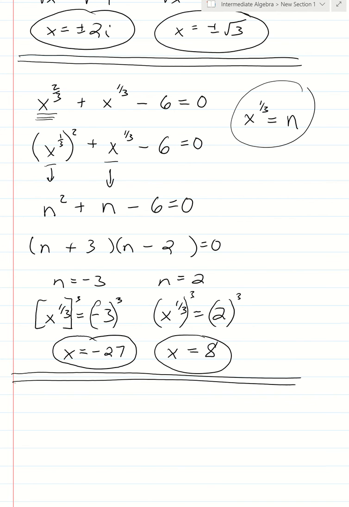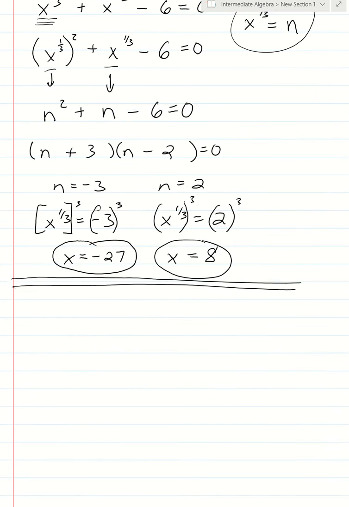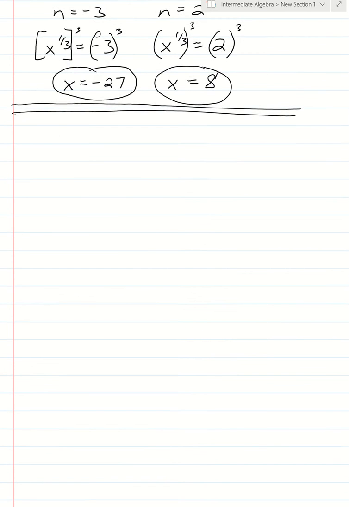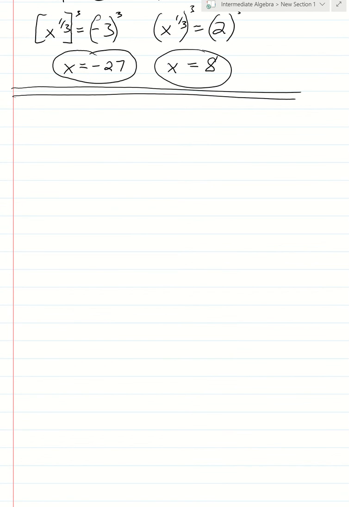A little bit different involving the fractional exponents, but not impossible. One more problem to show you. Let's say, for example, we had 2 times 3x plus 1 squared minus 7 times 3x plus 1 minus 4 equals 0.